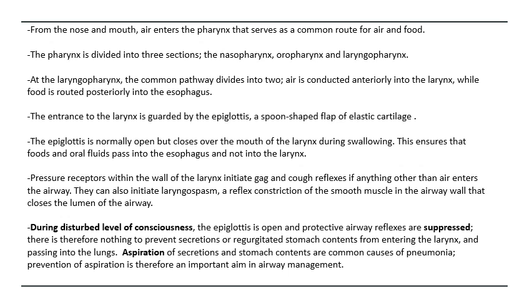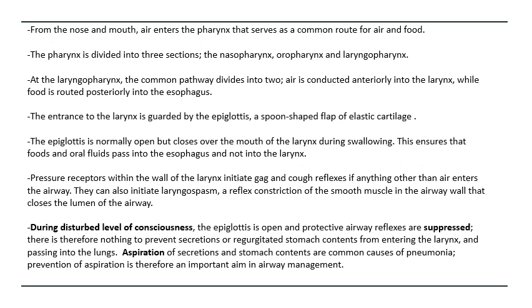The entrance to the larynx is guarded by the epiglottis, a spoon-shaped flap of elastic cartilage. As we know, the epiglottis is normally open, but closes over the mouth of the larynx during swallowing, and this ensures that food and oral fluids pass into the esophagus and not into the larynx. Pressure receptors within the wall of the larynx initiate gag and cough reflexes if anything other than air enters the airway. They can also initiate laryngospasm, a reflex constriction of the smooth muscle in the airway wall that closes the lumen of the airway.